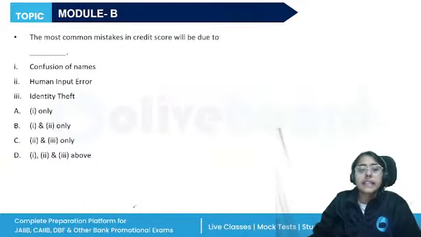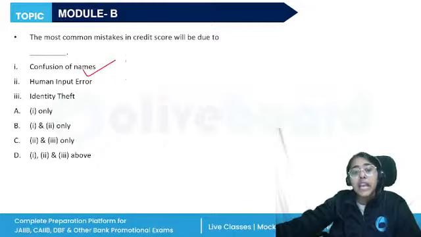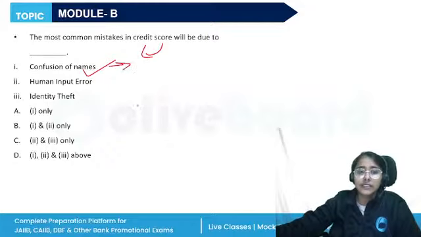Okay. Next, the most common mistakes in the credit score will be due to. Now, the credit scoring is a statistical analysis, and wherever human operation is involved, there can be issues and mistakes. So, what are the most common mistakes? Confusion of names. Yes, there are many people with the same name. If you share a name with another person who has defaulted on their loan, and their default is being shown in your credit history, this can be a mistake, definitely.